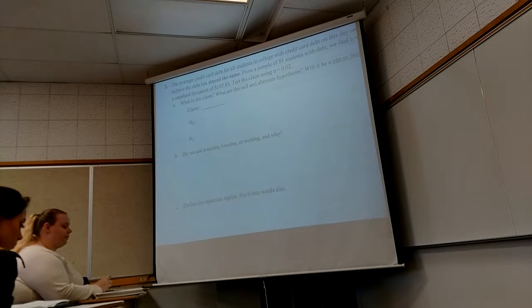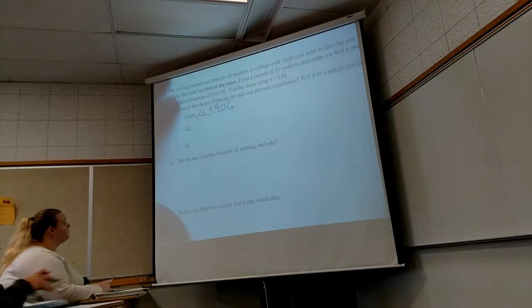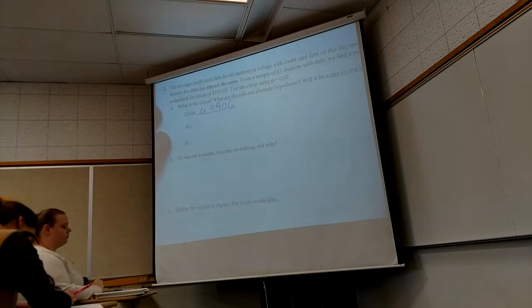So what's the claim here? Mu equals 906. Again, the sample information won't show up there. We think the mean has stayed the same from what it was last year. So mu equals 906. Which one is that going to be? It's got an equal sign in it, so definitely H0.